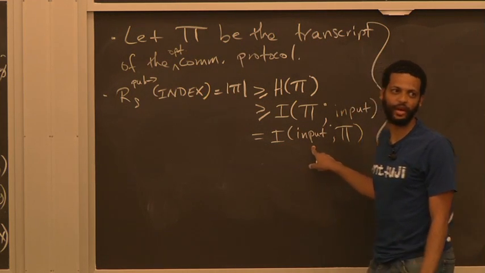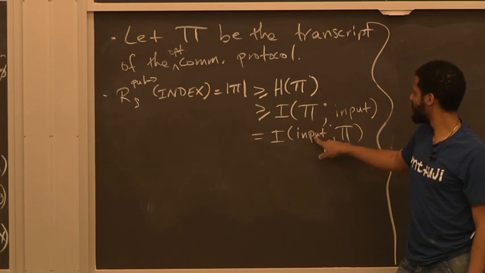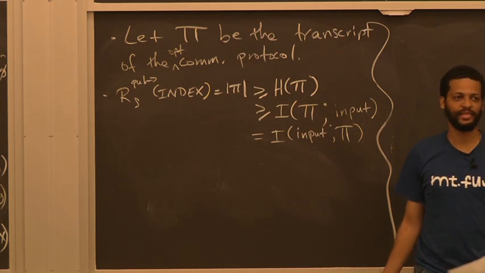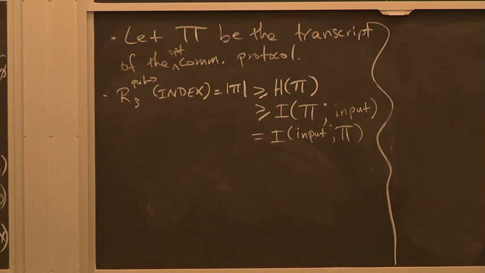This is equality. Yeah, there's no difference. You mean this line and this line? This is the mutual information between pi and the input versus between input and pi. But those two things are equal. Okay.